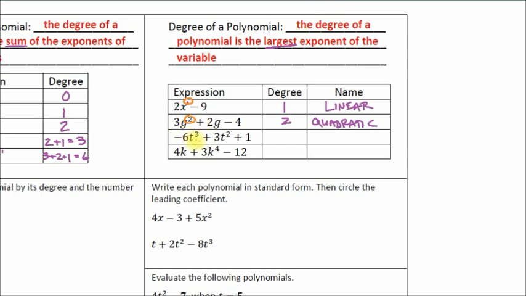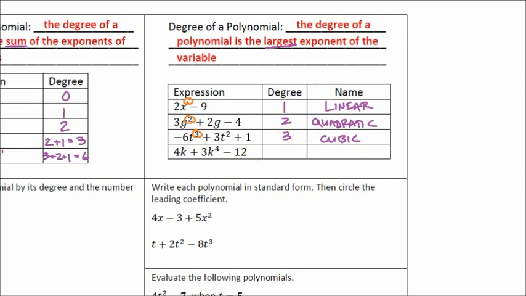Okay, the next one, negative 6t cubed plus 3t squared plus 1. The largest exponent is 3. That makes this a third degree polynomial. And we actually call this a cubic polynomial because it has a third degree.